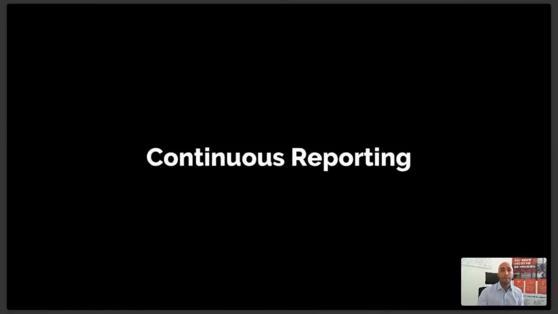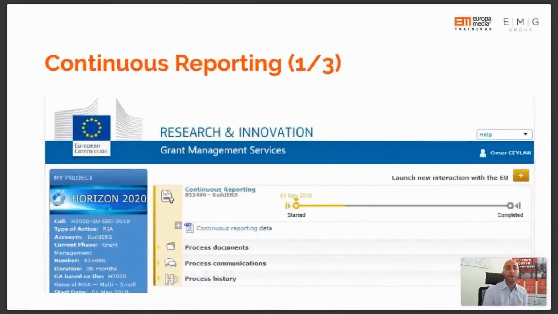First, continuous reporting. What you see right now is a screenshot from the Funding and Tenders portal, participant portal, however you call it. Continuous reporting is a process that is launched as soon as your Horizon 2020 project starts. If it starts on the 1st of May 2019, as in the example you see on the screen, then this module on the portal will be launched on the same day. It will become available.